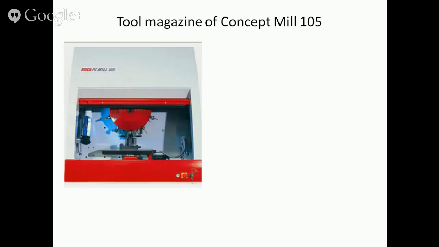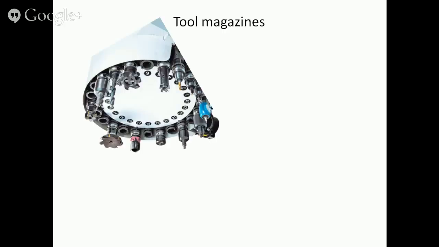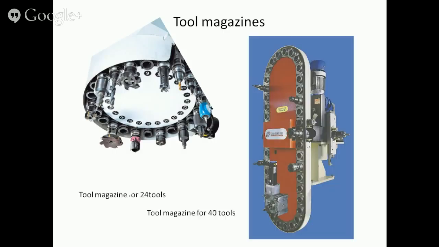Most CNC milling machines have automatic tool changing systems of various designs. Concept Mill 105 is equipped with a tool magazine which holds up to 10 tools. The tool magazine is situated in front of the Z-axis. In other machines, the tool magazine may carry 24 tools or 40 tools or more.